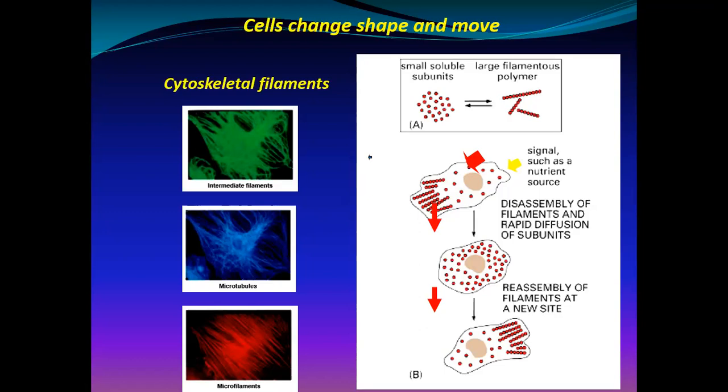And the cell itself can move. There are microfilaments called actin filaments necessary for this. For example, we have a nutrition source that you can see. On the right-hand side you see the picture, right? You can see actin can be in two formats: small soluble subunits and large filamentous polymers. Now your food source is the yellow arrow. You can see this is yellow. Here the food is there.